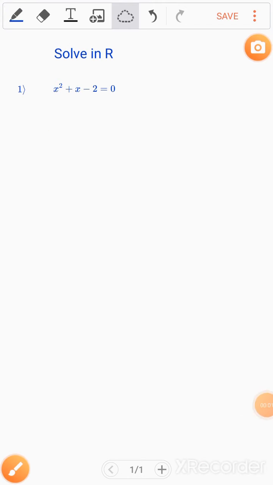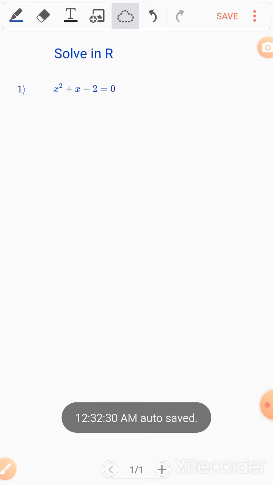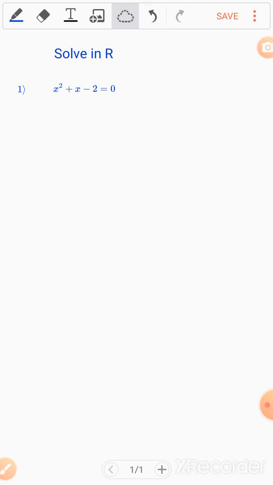Now for this exercise, solve in R. The first one is x squared plus x minus 2 equal to 0. As you see, this is a quadratic equation because it is of the form ax squared plus bx plus c with a different than 0. If we have to specify the coefficients, so a is 1, b is also 1, and c is minus 2.